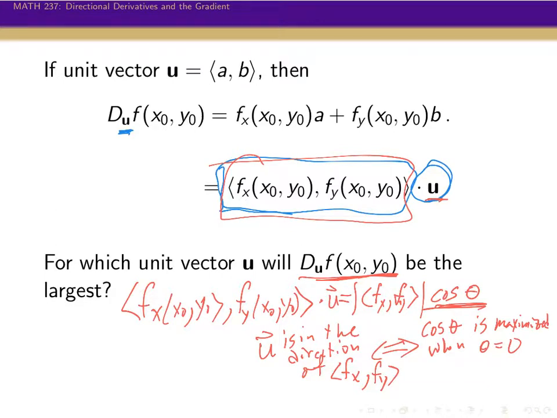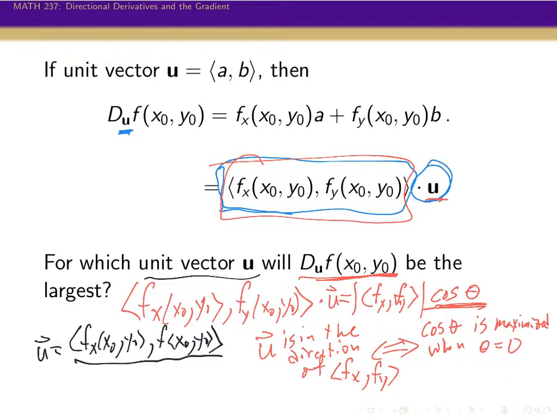And so to get a unit vector in that direction, so this is the unit vector u that we want to pick, well, we're going to take this vector and divide by its magnitude. As you can see, this vector of partial of x comma partial of y, put the partials of y in there.